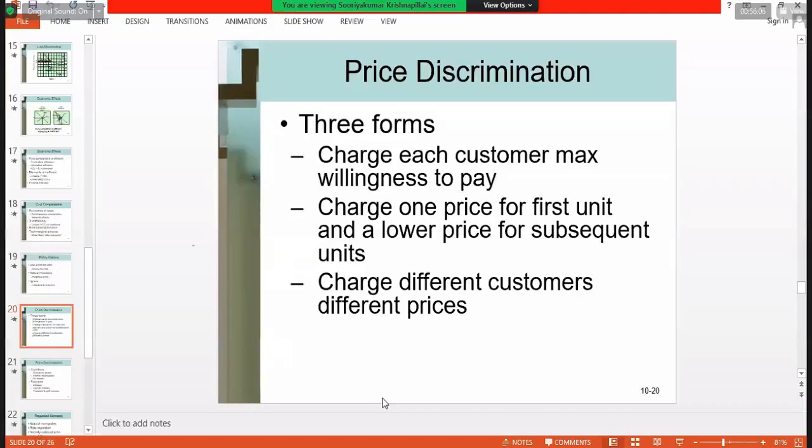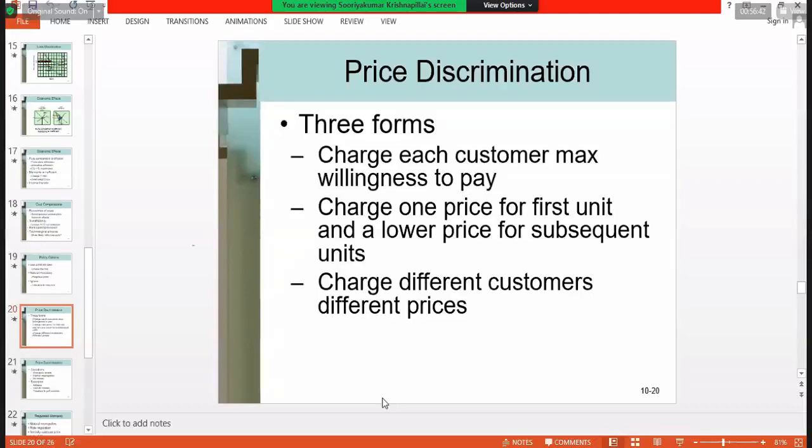So we studied a single price, but we will see the monopoly can sell at different prices to different people, or for different quantities they bought. To maximize profit, they can get more profit than the single price monopoly we studied earlier. So there are three forms of price discrimination.